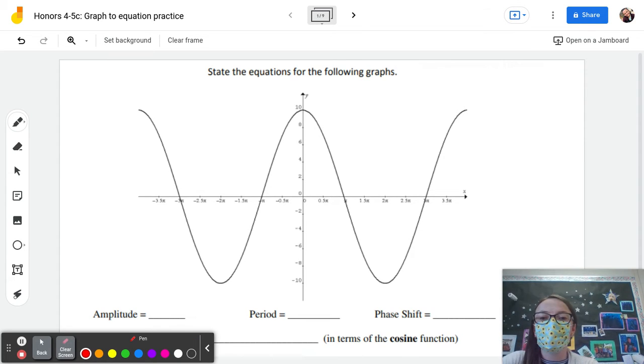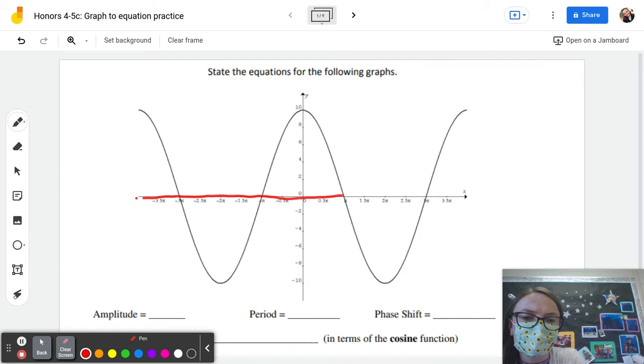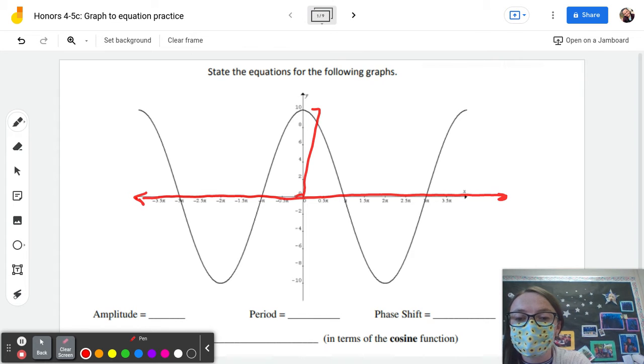So for this first graph here, we want to first identify the amplitude. The amplitude is how high I go from the midline. Remember, the midline is not always the x-axis. It's basically what splits the graph on the horizontal axis. In this case, it is the x-axis, but it's not always. It's going to be the distance from the midline to the max. In this case, this distance is 10, so our amplitude will be 10.